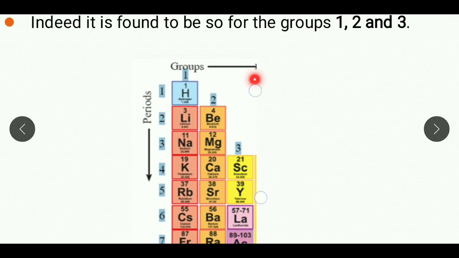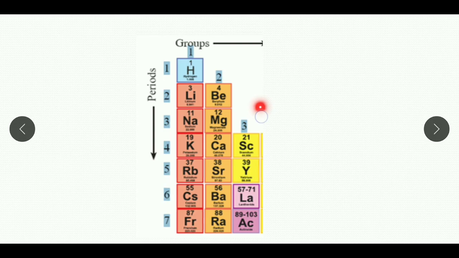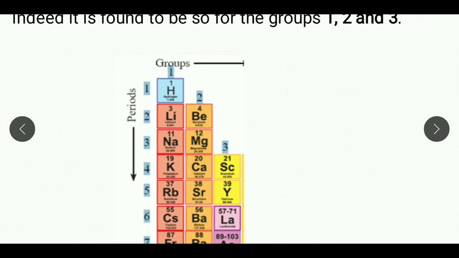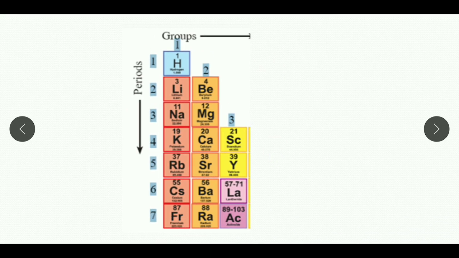Now, if we consider second group, beryllium, atomic number 4, then it will be 1s2, 2s2. Magnesium 12, 1s2, 2s2, 2p6, 3s2. Calcium 4s2, strontium 5s2, barium 6s2, radium 7s2. So, second group elements have outer electronic configuration as ns2. Now, if we move to third group, Sc, scandium, it has atomic number 21.